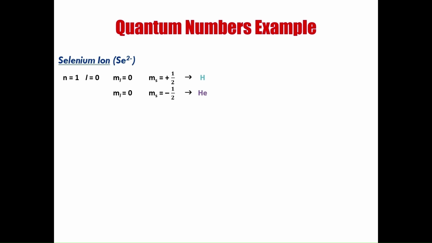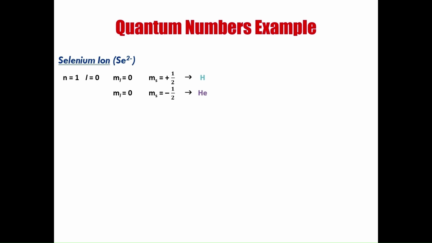Before I do, you'll notice that I didn't write n equals 1 and l equals 0 for the second line, because it's redundant. As long as I write the ml and ms of every single line, I've essentially accomplished what I need to accomplish. The only time I need to write the first 2 quantum numbers is when I'm moving on to a new energy level, okay? Or I'm moving on to a new orbital type.